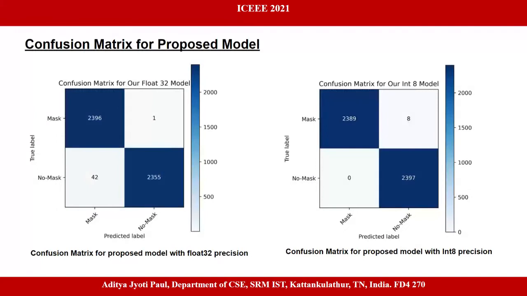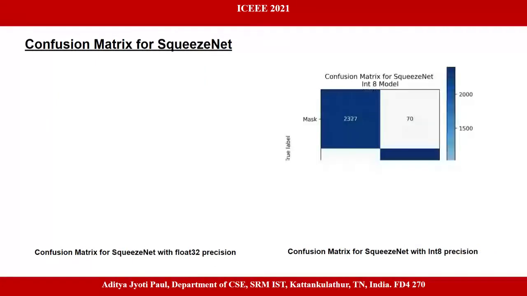So now we will see the results of our work. The confusion matrix for the proposed model. On screen, we can see that the true positive for the float32 model was 2396. It slightly changed to 2389 when moving to quantized int8. Similarly, 2355 was, after quantization, 2397, again a slight increase. But for the actual big SqueezeNet model, it was initially 2390, then it fell to 2327. Initially it was 2138, then it increased to 2397.